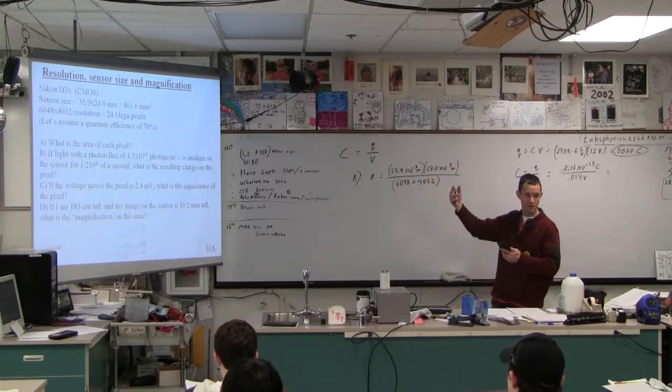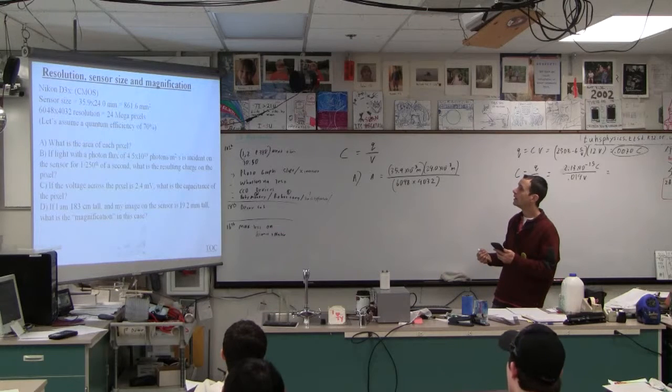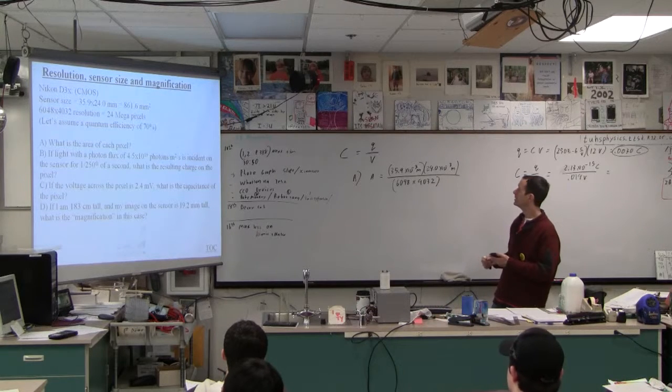So milli is times 10 to the minus 3. Yeah, I know that. The sensor size is 35.9 times 24. Okay, let's see what this says.